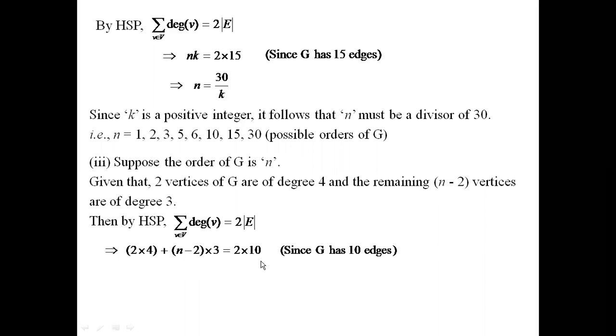We'll simplify this and obtain the value of n. On the LHS we obtain 3n minus 6 is equal to 12. Simplifying the constants we obtain 3n is equal to 18, or n is equal to 6. It is the number of vertices in this graph which has 10 edges, out of which 2 vertices are of degree 4 and the remaining are of degree 3. Satisfying these conditions, the number of vertices in the graph is 6.